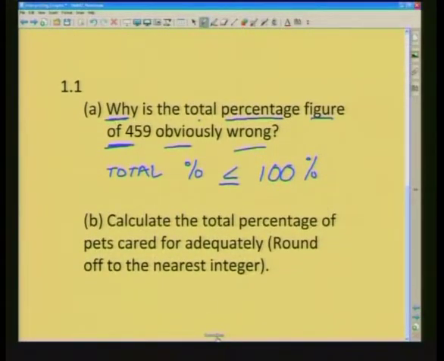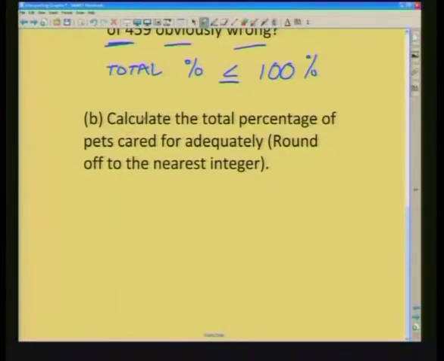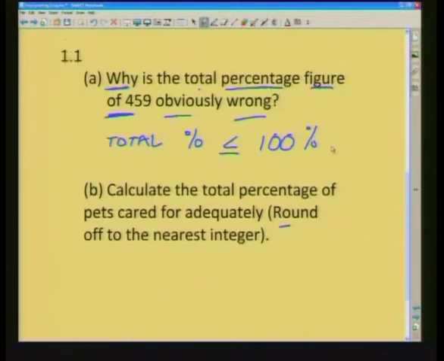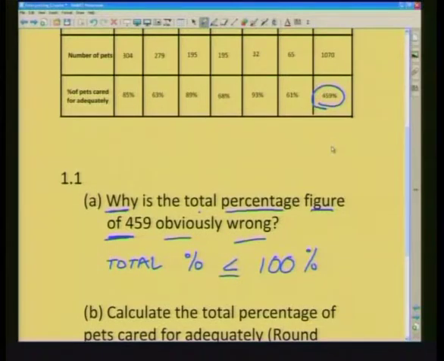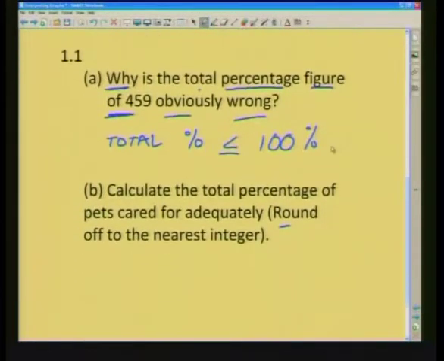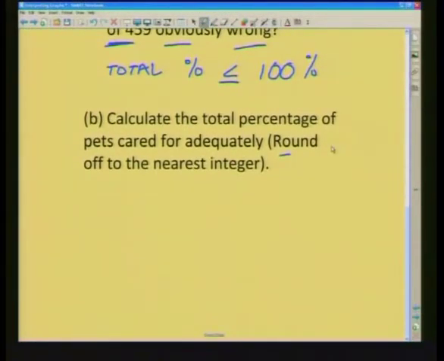All right, B asks us to calculate the total percentage of pets cared for adequately and round up to the nearest integer. So in other words, they're asking us to correct the mistake we've just found. We've seen that we've got an answer of 459, which is not possible. So they want to figure out what is the correct answer. Now this is quite a long process that we have to follow.